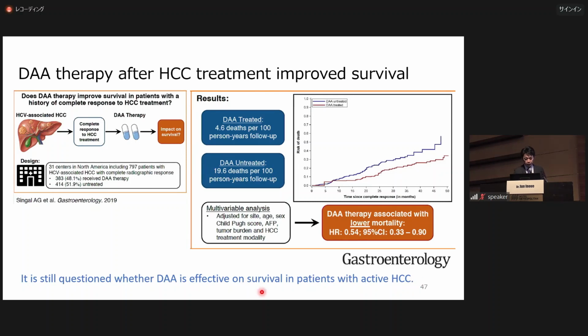However, it is still questioned whether DAA is effective on survival in patients with active HCC. This is an ongoing question.